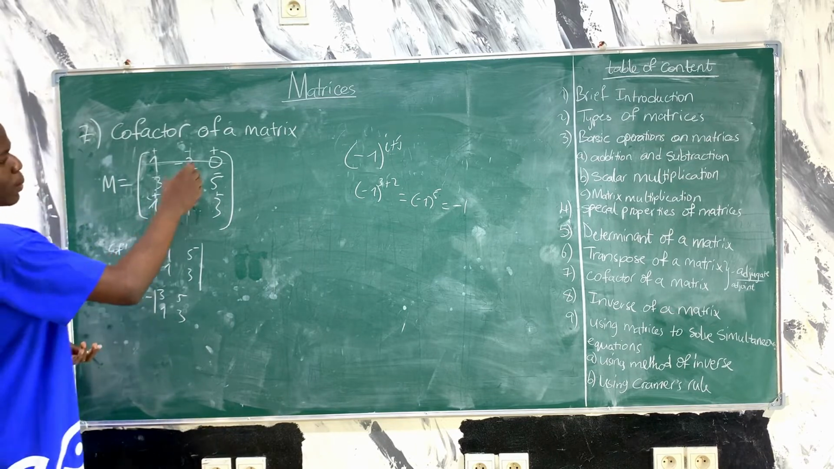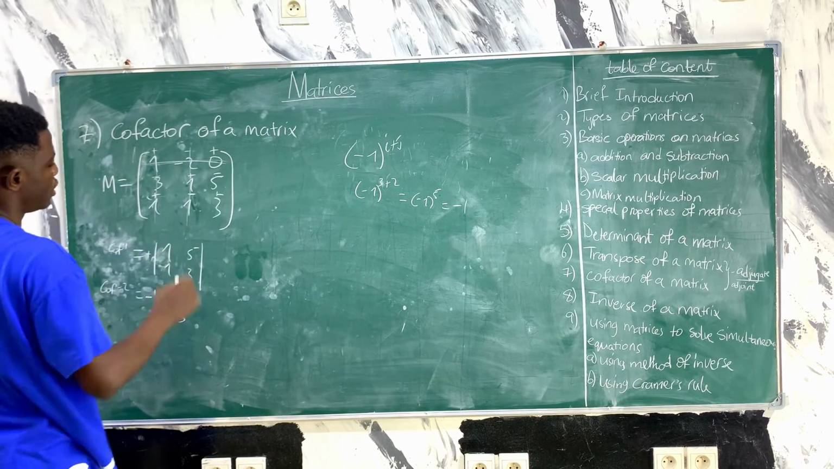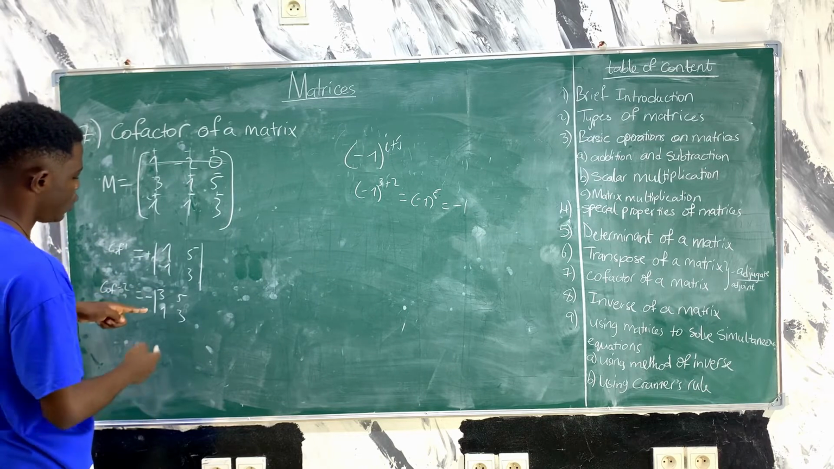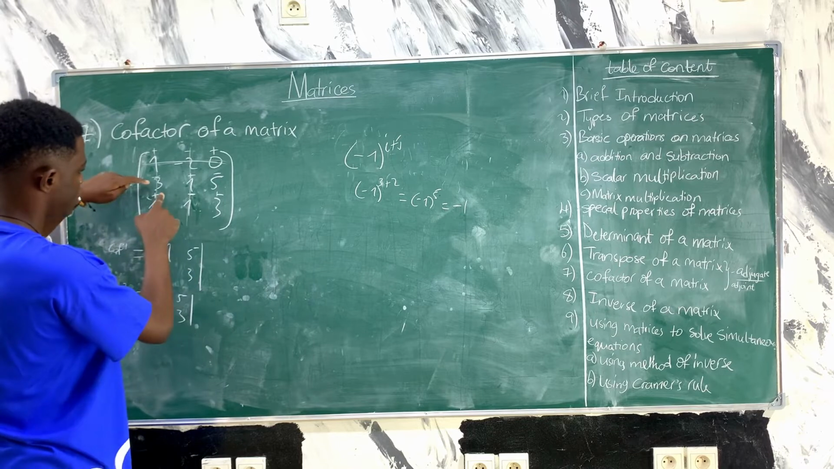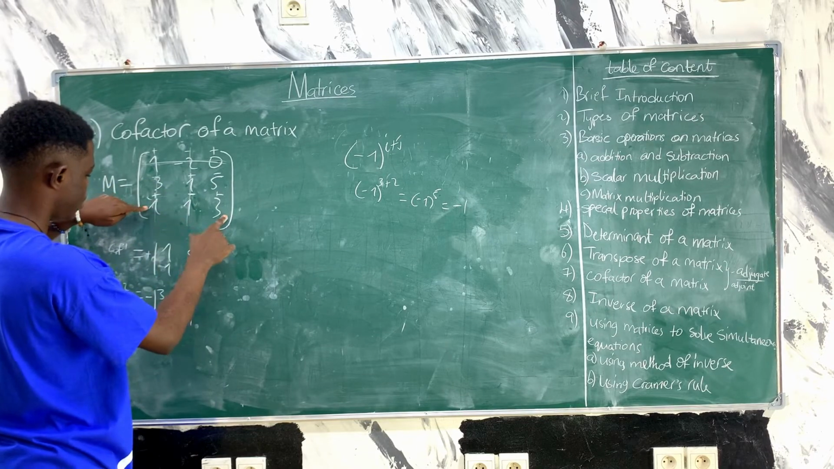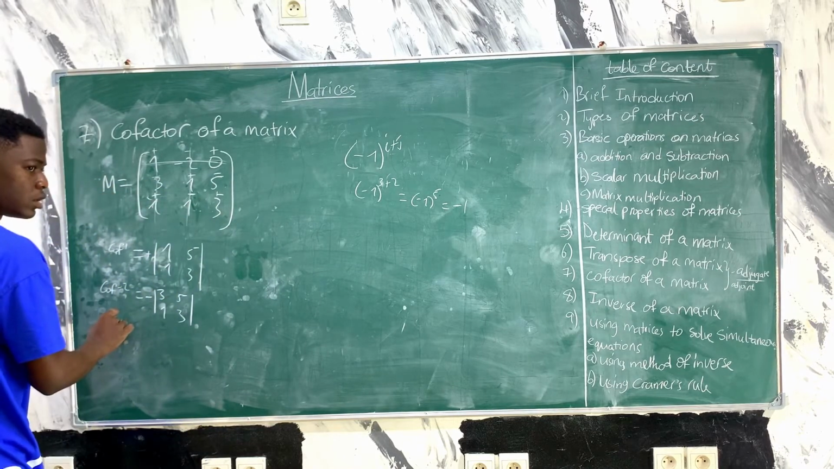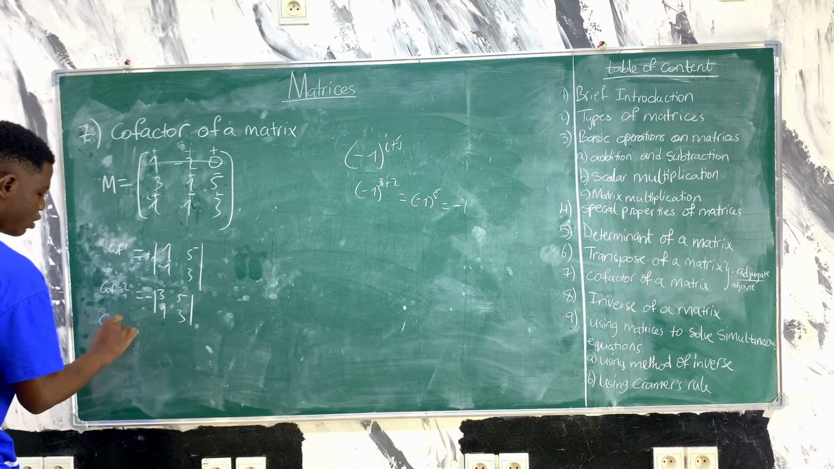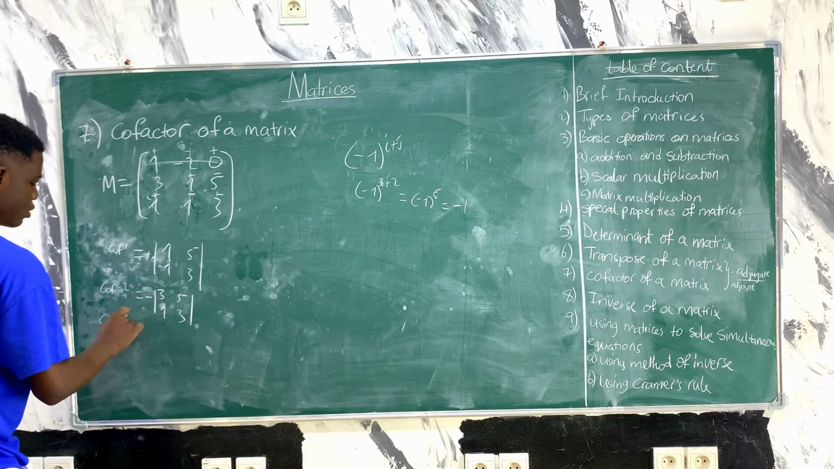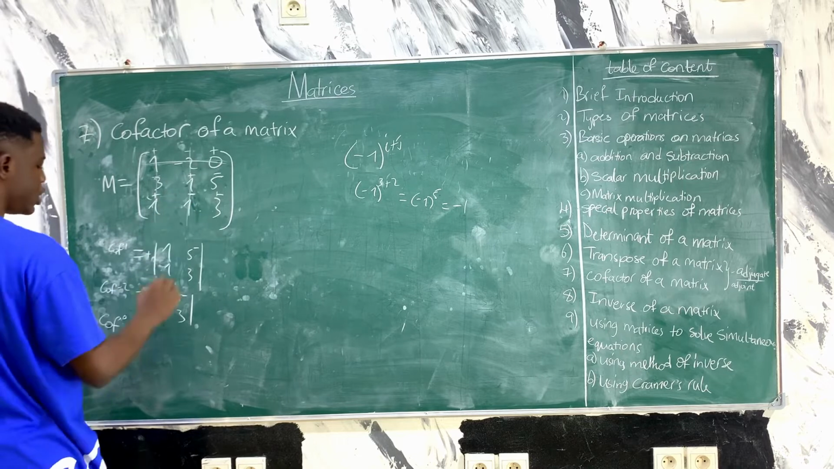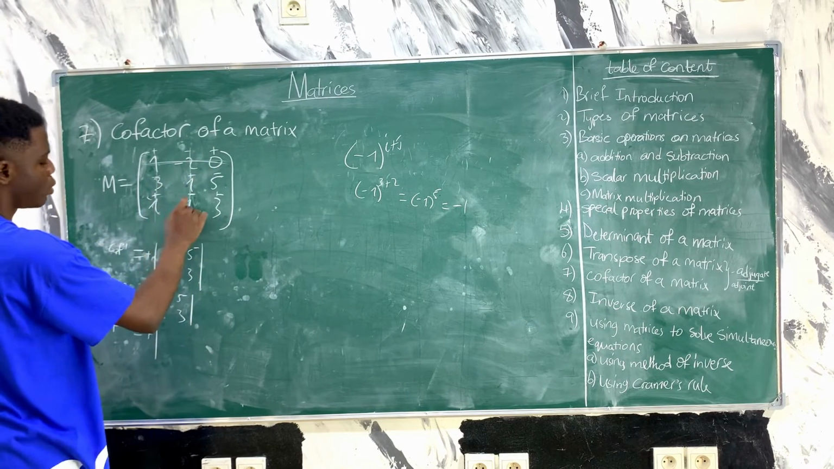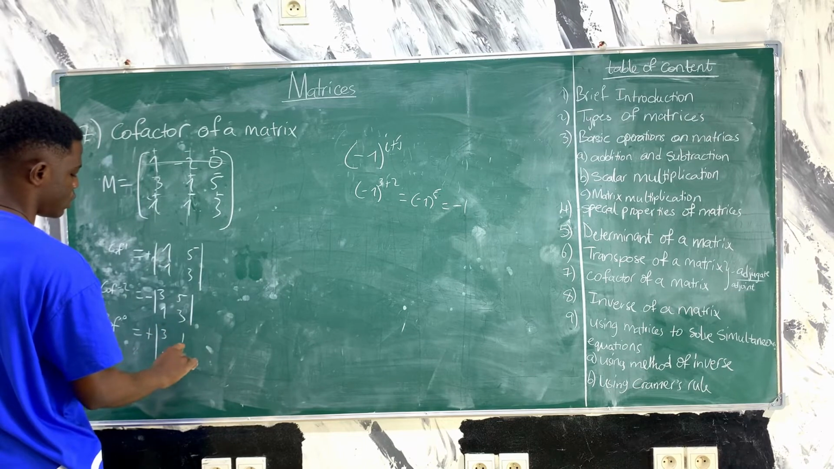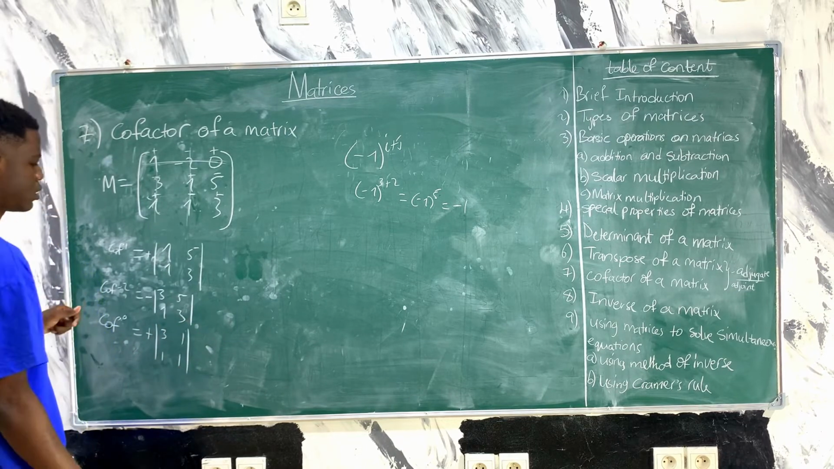You find the cofactor of minus 2. You do this. You have minus here. You have 3, 5, 1, and 3. Then you do the cofactor of 0. The sign is plus. Then you have 3, 1, 1, 1. Like this.